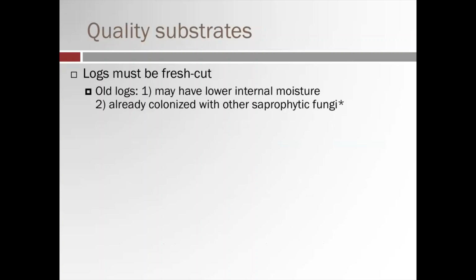All right, so looking at some of the qualities of the substrates that you need for these systems, logs need to be fresh cut. This is a pretty common misconception. People think, well, maybe can I use older logs that were cut last year, but they really do need to be fresh cut. The thing that happens with old logs is that, number one, they may have lower internal moisture, and moisture you're going to see is a really common theme. It's a really important aspect to these systems. The internal moisture of the log is a really important aspect. And number two, they could already be colonized with other saprophytic fungi.